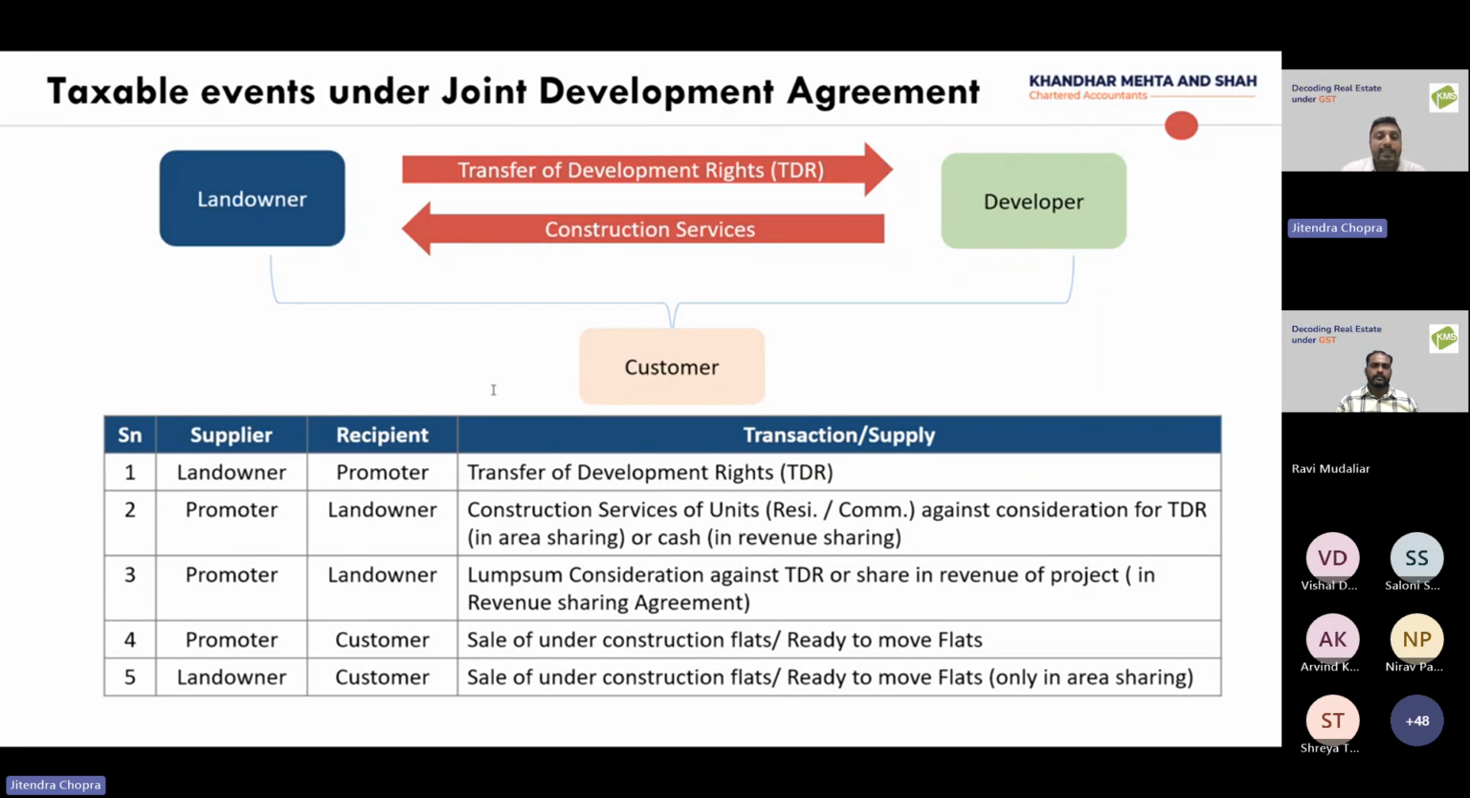Many people analyze a JDA as a single transaction. However, under GST, every leg of the transaction needs to be examined separately because each transaction may have separate taxability, valuation, and time of supply.